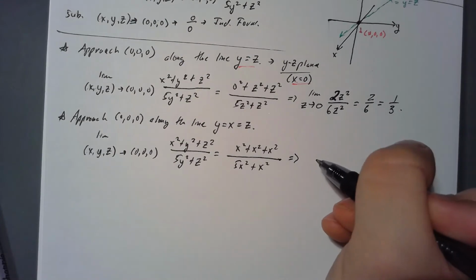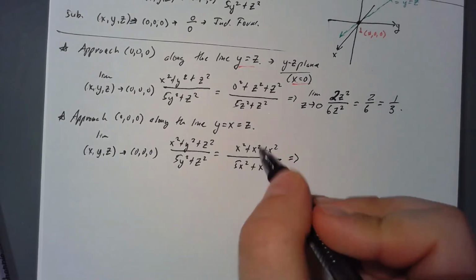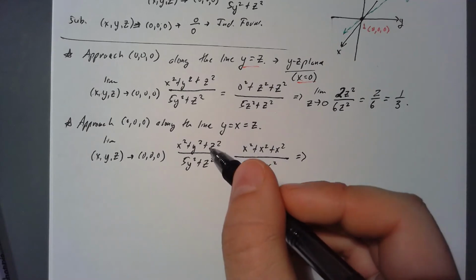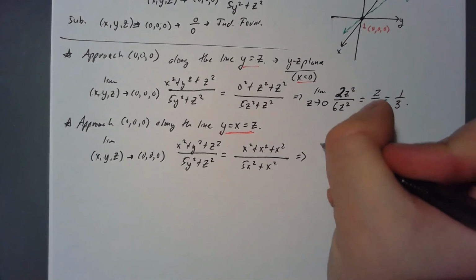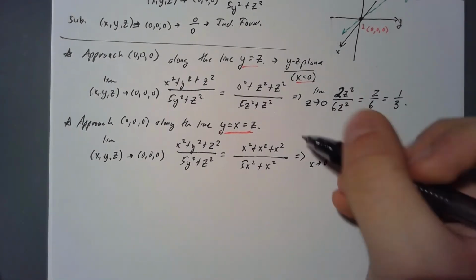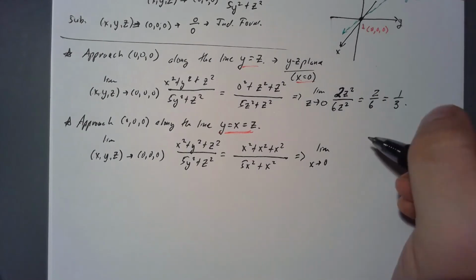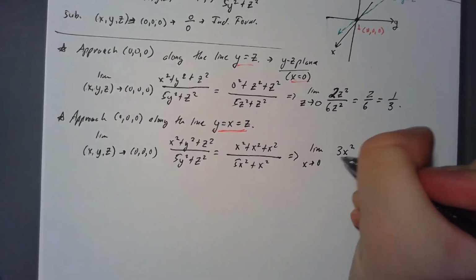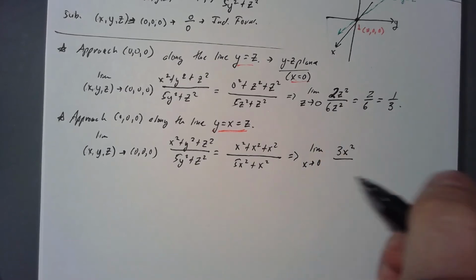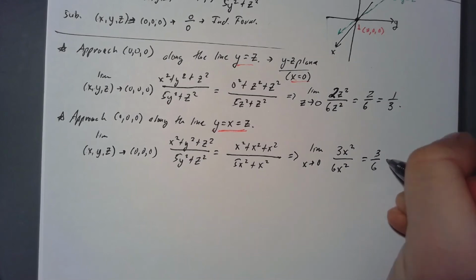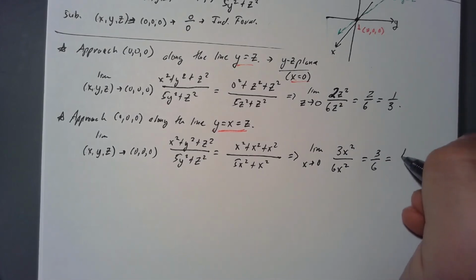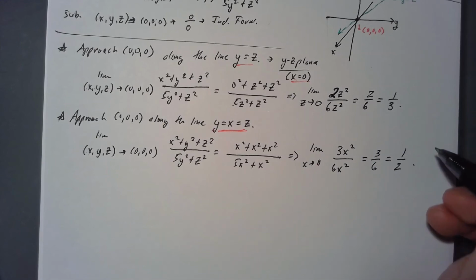When you go through that, since I just have x's in here now, and it could have been y, it could have been z, it doesn't matter because they're all equal to each other. This is the line I'm considering now. That's still approaching 0, 0, 0. I'm going to have the limit as x approaches 0 of this expression, which is going to be 3x squared all over 5x squared plus x squared. That's 6x squared, which is 3 over 6, which is a half. Ha-ha.